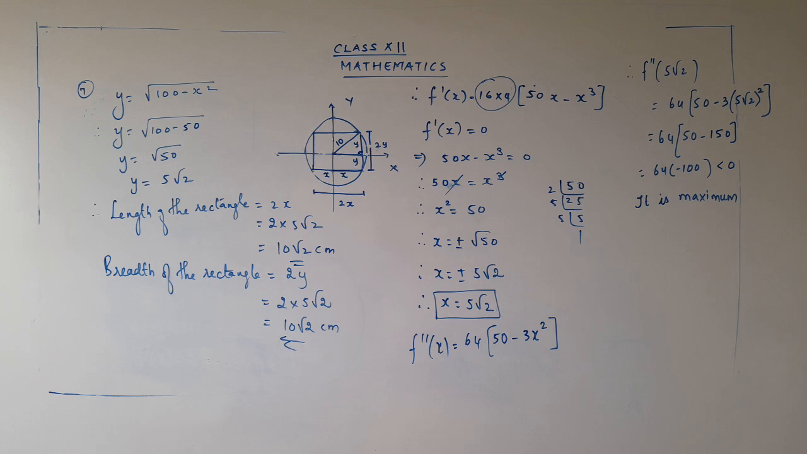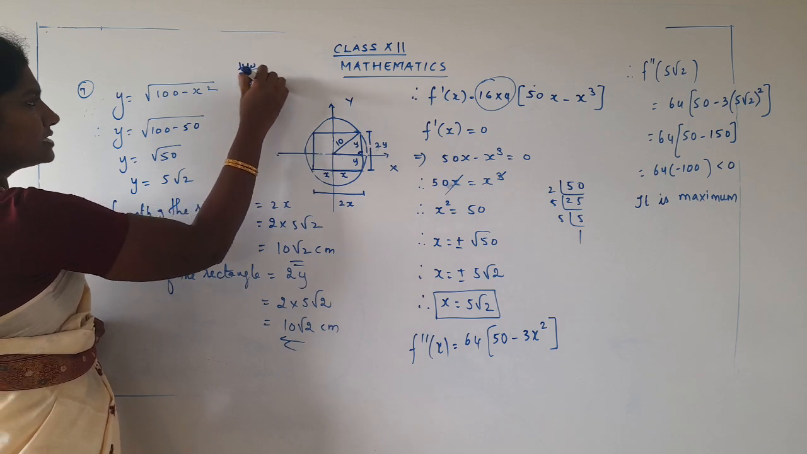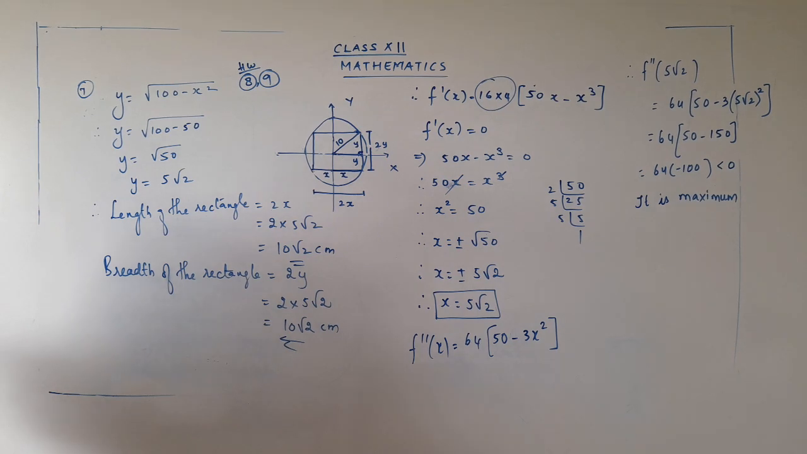So this was sum number 7. I want you to take down your homework as sum number 8 and sum number 9. You are going to complete sum number 8 and 9 as homework. And now we are going to copy down question number 10. Take down question number 10.